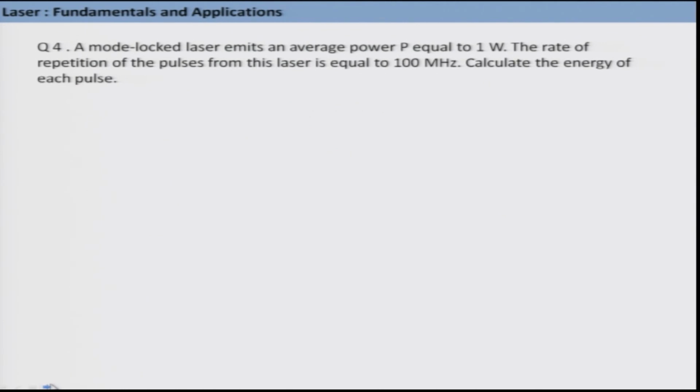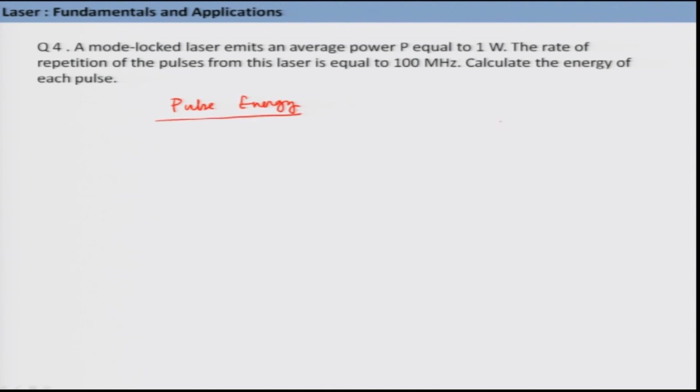Now, the next question also talks about a mode locked laser, so you can ignore this mode lock thing here. The question is that this laser emits an average power P which is equal to 1 watt. The rate of repetition of the pulses from this laser is equal to 100 megahertz. Calculate the energy of each pulse. So, essentially this question asks about pulse energy.